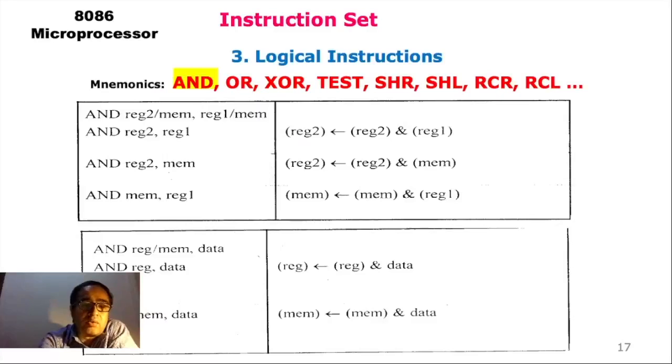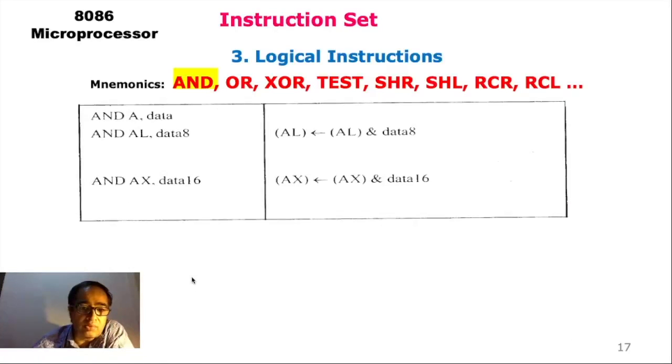Okay. Now we have to understand the logical instructions. The logical instructions are AND, OR, XOR, test, SHR, SHL, RCR, and RCL. So what are these? AND is ANDing, like a bitwise AND. Over here, as you could see, if we do an AND with register 2 and register 1, the register 2 and register 1 bits are ANDed, and the result is saved back in register 2, that is the destination register. It can be register memory, or memory register, or data. You can directly supply data and it can be operated on.